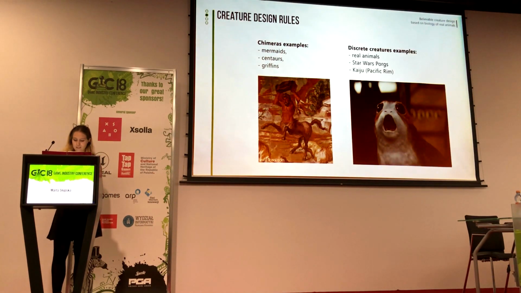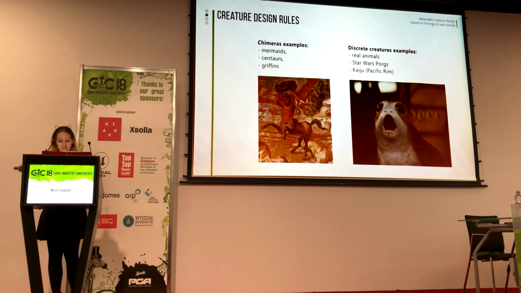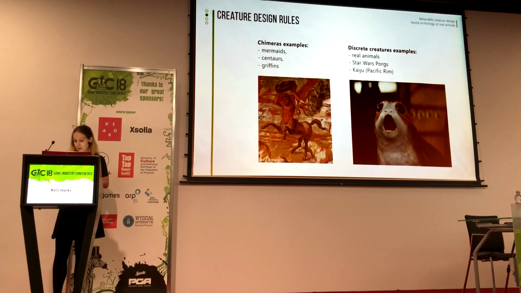And the second one is discrete creatures, which means that the creature is one as a whole. So it has its own unique DNA, and it's not a mix of other animals, but has its own very characteristic features. And every real animal is an example. For example, there are porgs from Star Wars, and another example is the cat from Pacific Rim.